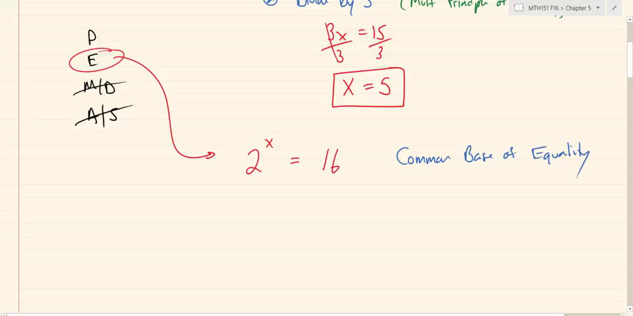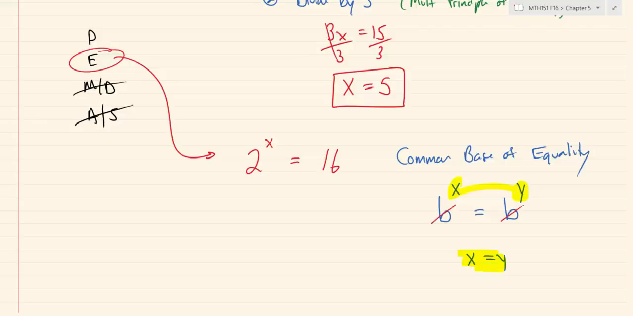And the common base of equality rule says that if you have a base b to the x power and it's equal to another base b, the same base, to the y power, then it must be that x equals y. If you have the same base, if you have a common base, then whatever the exponents are have to be equal to each other. So what we'd like to do with this situation is we need a common base.